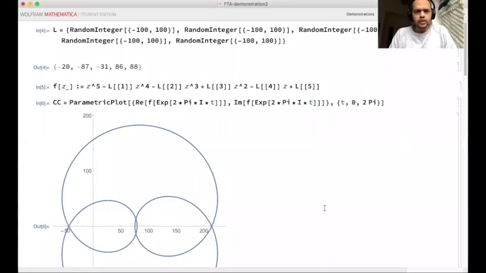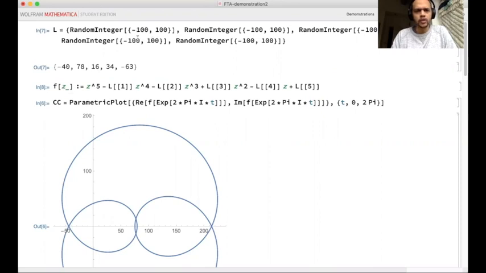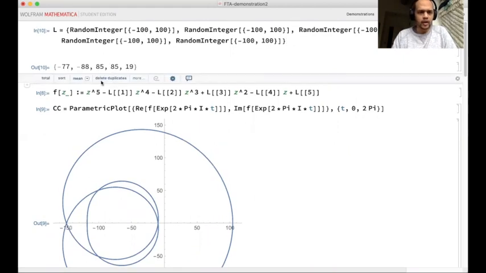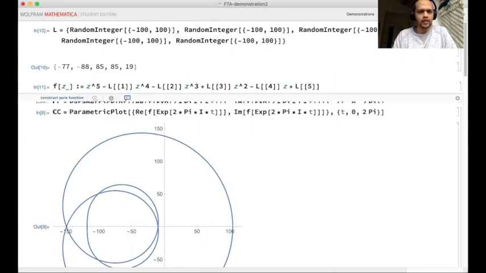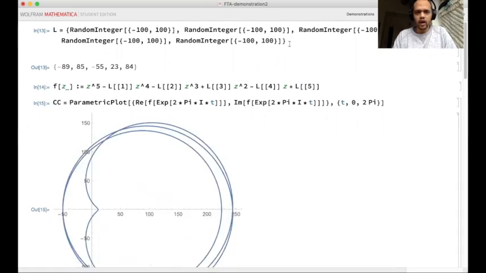Okay, so I wanted to give you a little demo illustrating this argument. Here we're in Mathematica, and the first few lines of this code just produce a random polynomial. The coefficients are random integers between minus 100 and 100. It spits out these 5 numbers, and then we define the polynomial, and here's an image of it.